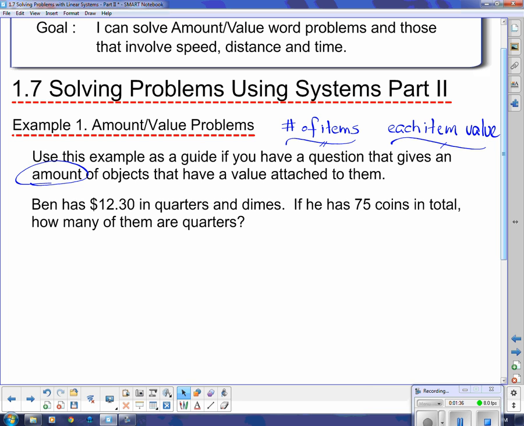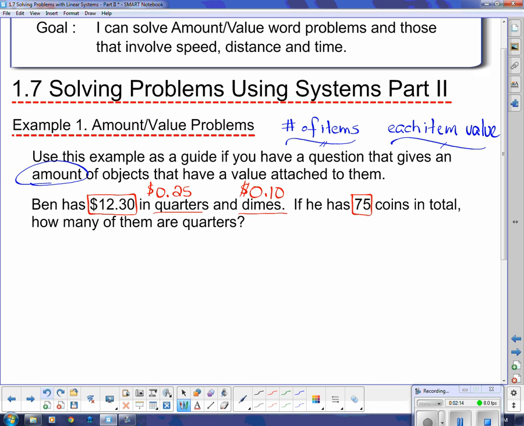So the first thing we need to do is highlight the given information. We're told that he has $12.30 in quarters and in dimes, and he has 75 coins total. And so here's where we have our amount and value. The things that we're given are quarters and dimes. And each of those quarters and dimes have a value attached to them. Quarters, of course, are worth 25 cents each, and dimes are worth 10 cents each. So they do have a value attached to each of them.